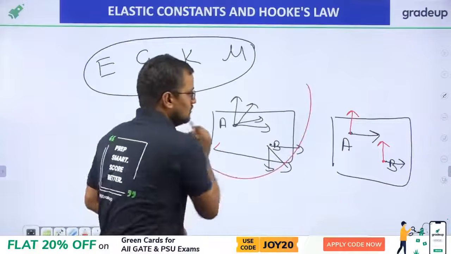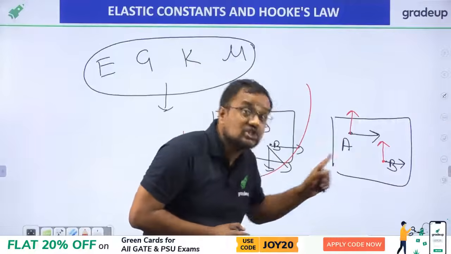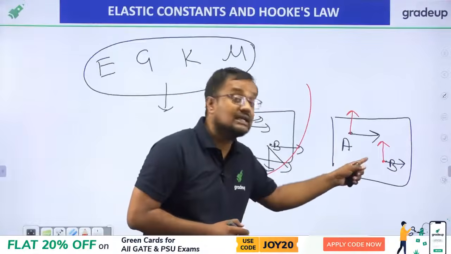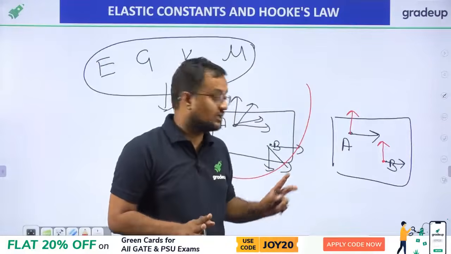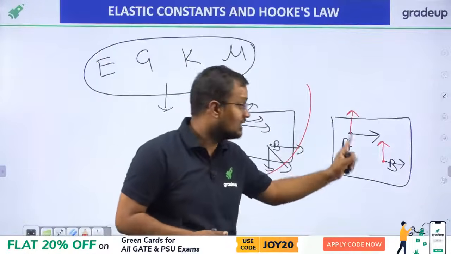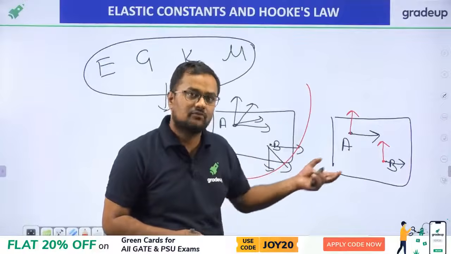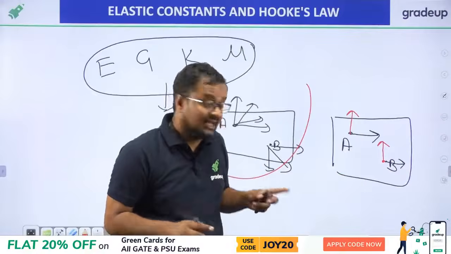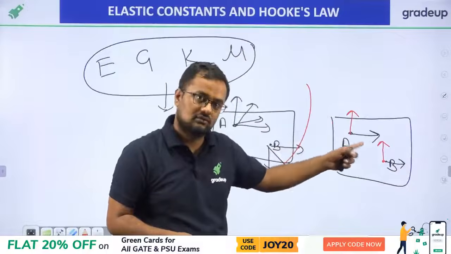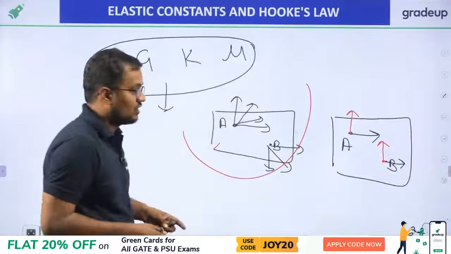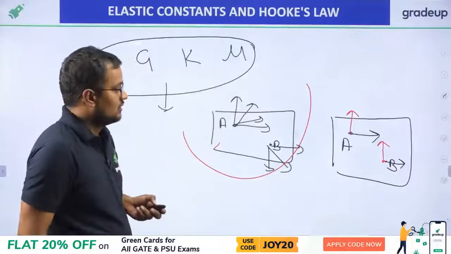Leave isotropic now. Come to homogeneous. If A's property in the X direction and B's property in the X direction is the same, then it is homogeneous. If A's property in the Y direction and B's property in the Y direction is the same, then it is homogeneous. Same for the theta angle also. It may happen that A's property in X and A's property in Y might be different. It is homogeneous. But for isotropic, A's property in X, A's in Y, all should be the same.